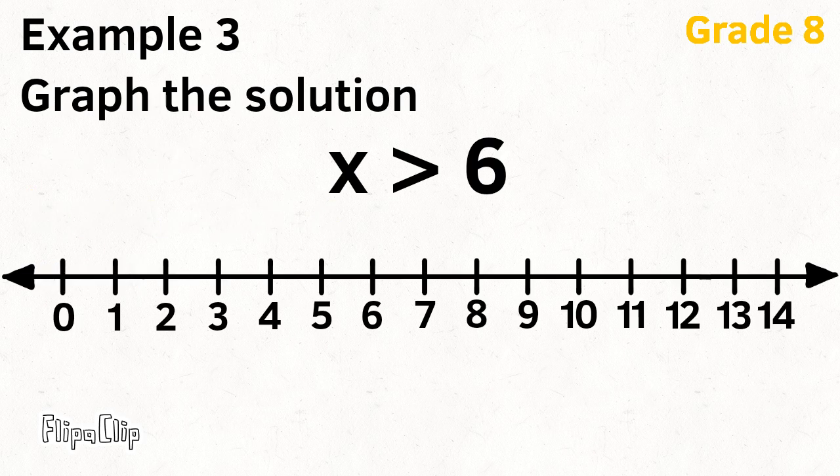So for the next step, we are going to graph the solution on a number line. First, we have to put a dot where the constant is, which is 6. Since the greater than symbol is a non-strict inequality, we have to use a closed dot. Next, we have to plot a line. Since we are using the greater than symbol, the line points to the right.